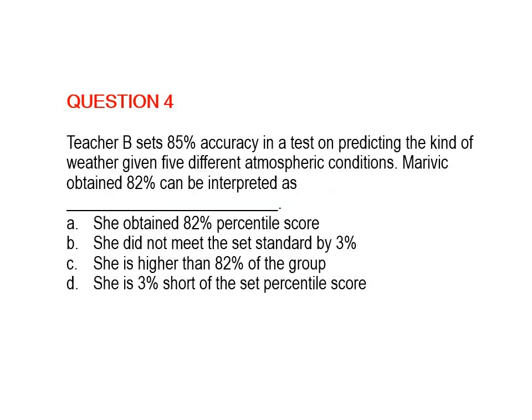Question number 4. Teacher B sets 85% accuracy in a test when predicting the kind of weather given 5 different atmospheric conditions. Marivic obtained 82%. This can be interpreted as... correct answer B. She did not meet the set standard by 3%.